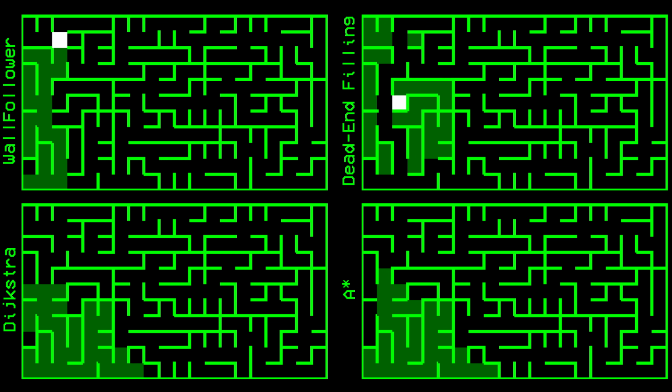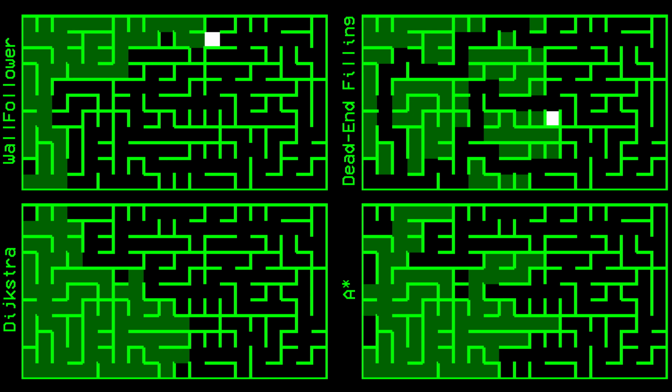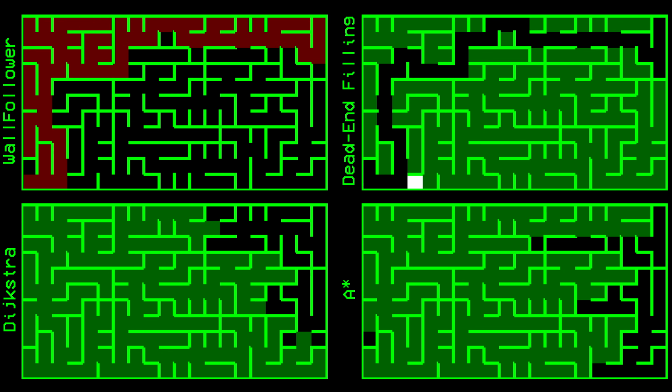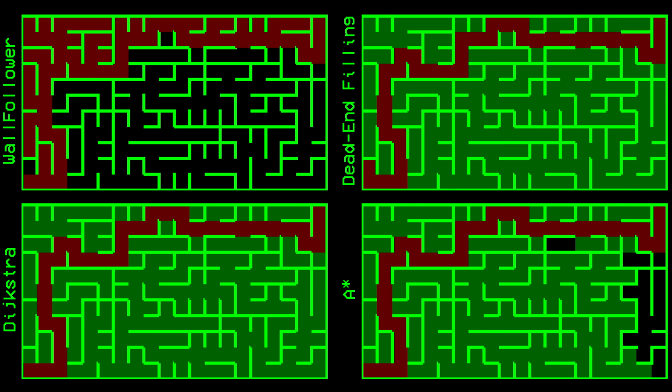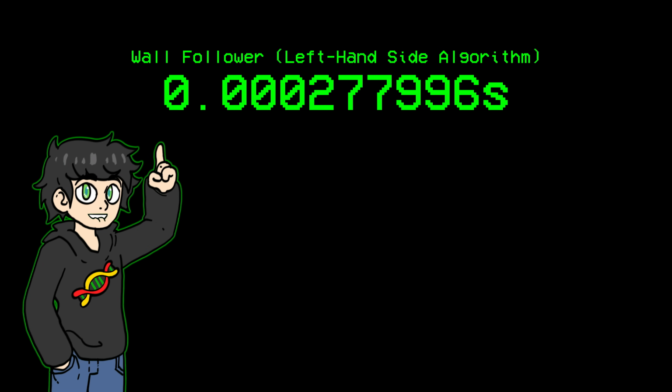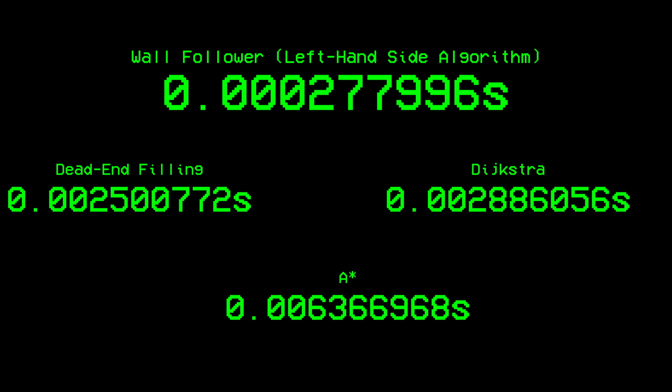Ladies and gentlemen, it looks like Wall Follower is in the lead, it's getting close to the end, then it's finished. Dead End Filling seems to be in second place and it finds a solution. A-Star also found the solution and Dijkstra finishes in last place. It took Wall Follower 0.00027799 seconds to solve this maze, while the other algorithms took longer.